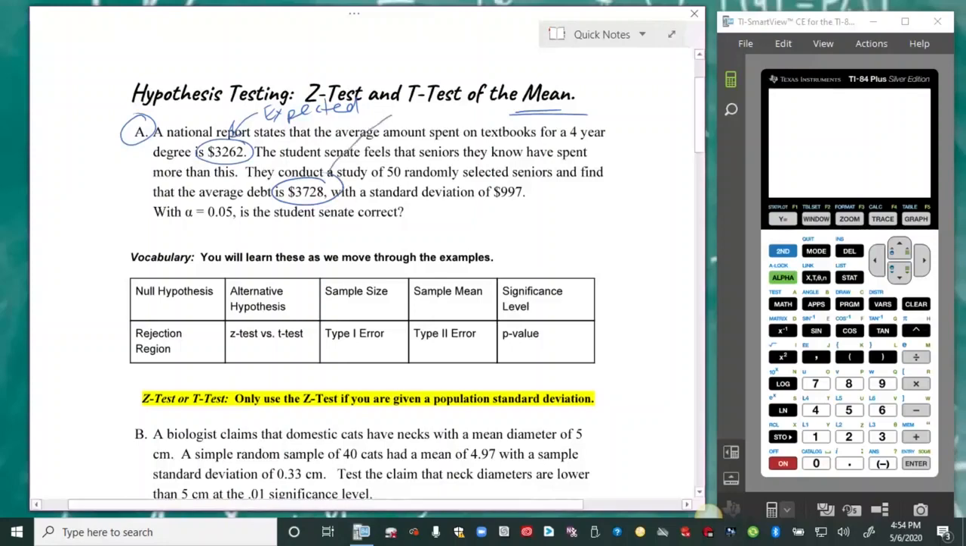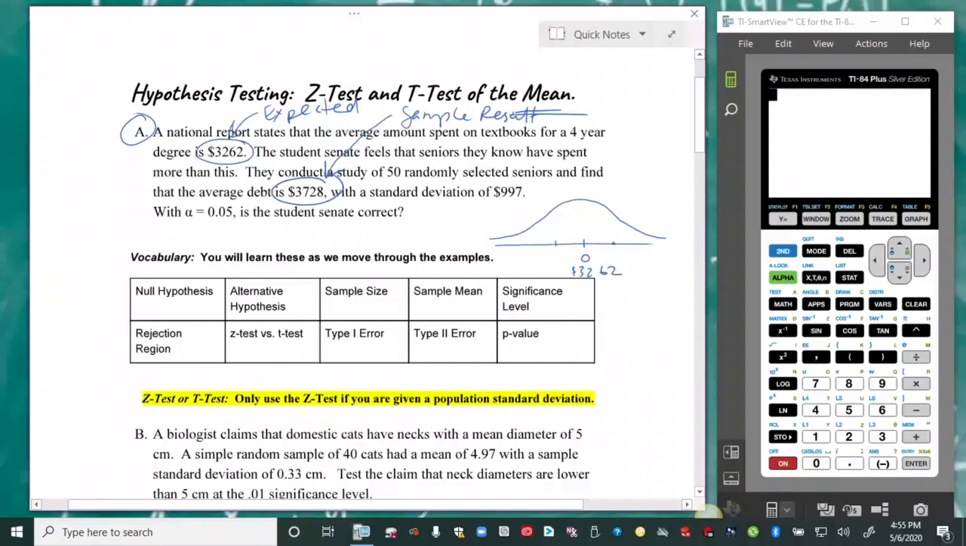We want to know, is this amount higher because just some quarters you spend more than other quarters, or is this unusually higher? So this is our sample result. We've talked about the normal curve, and we know what an unusual result might be. So if I draw a normal curve in here, we've got the expected value here at 0. This is going to be our 3262. That's my expected value based on the national average.